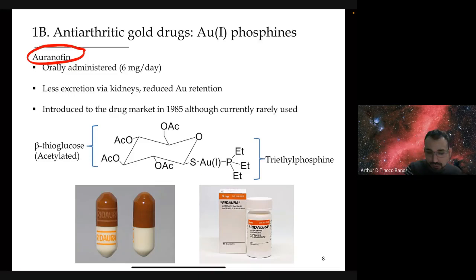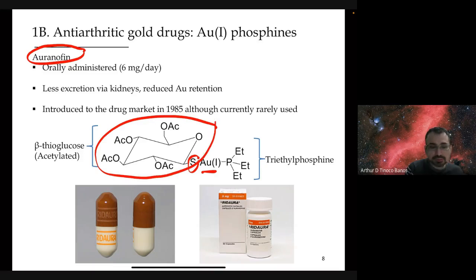So we have our gold(I) here in coordination number 2, coordinated to a thiol group of this sugar molecule. It's a thioglucose that is acetylated, so all the OH groups are acetylated. And then you have a phosphine group, this triethylphosphine, that serves as the other ligand of the gold center.